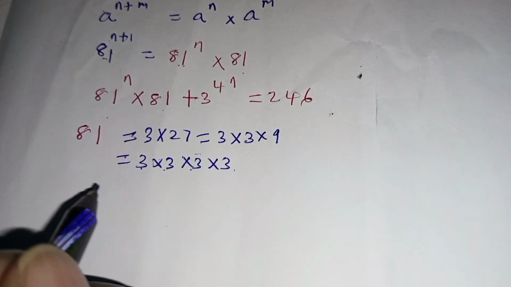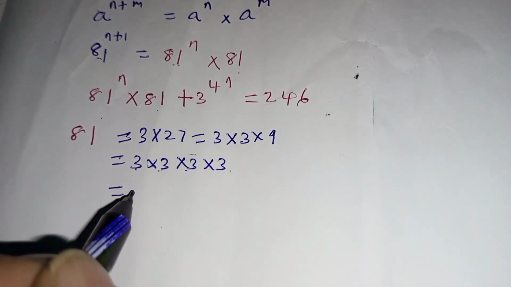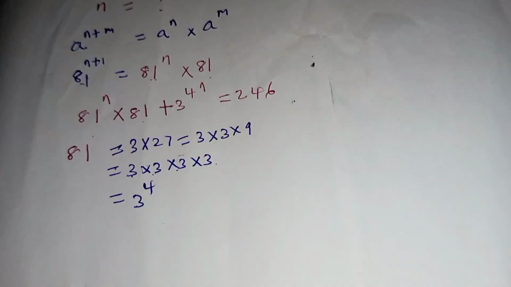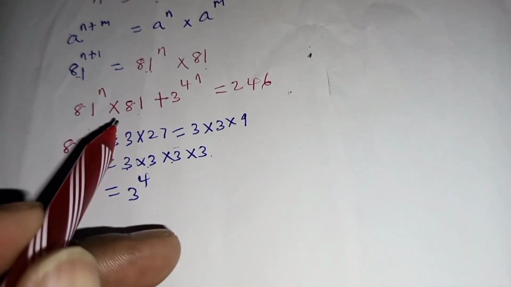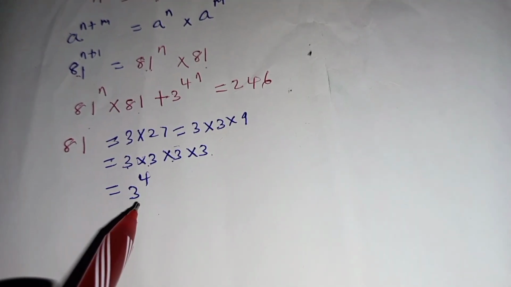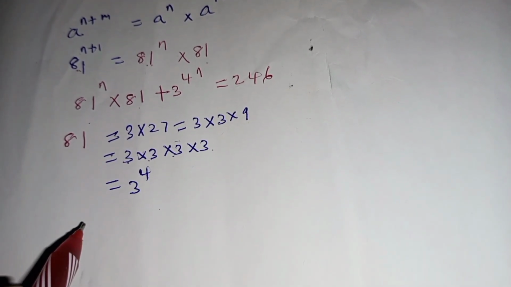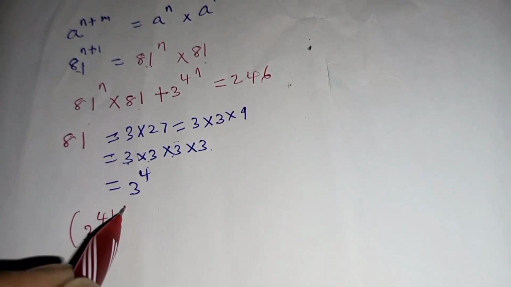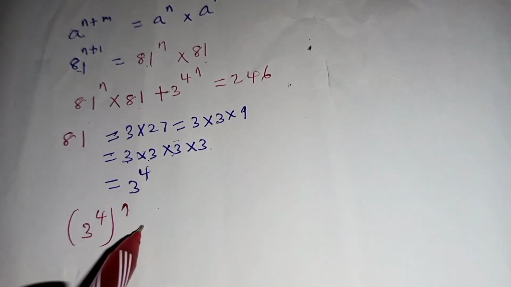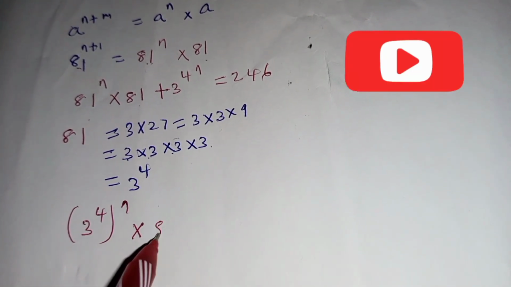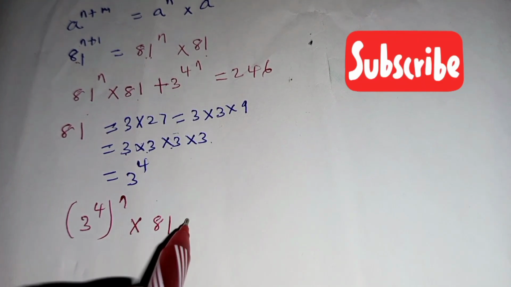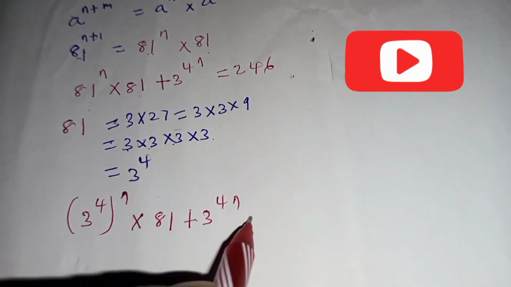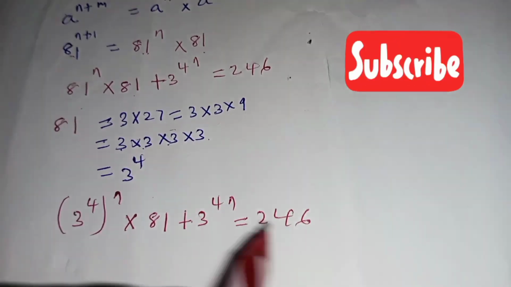The laws of indices help us to simplify. Instead of 81, now it can be 3^4. So the part with 81 will be replaced with 3^4. So we have (3^4)^n multiplied by 81, plus 3^(4n) is equal to 246.